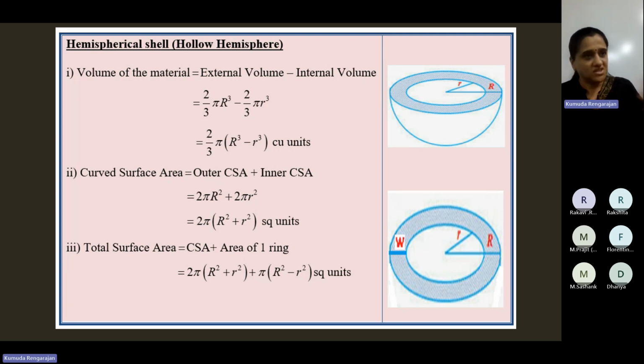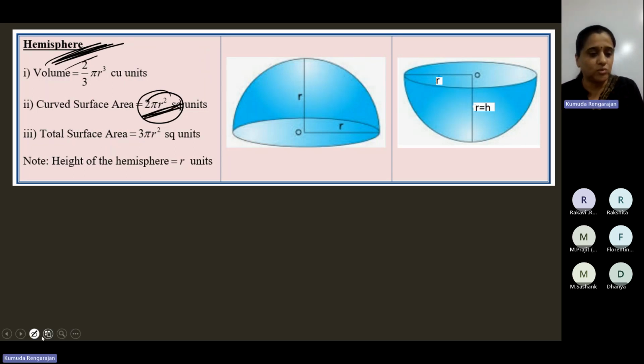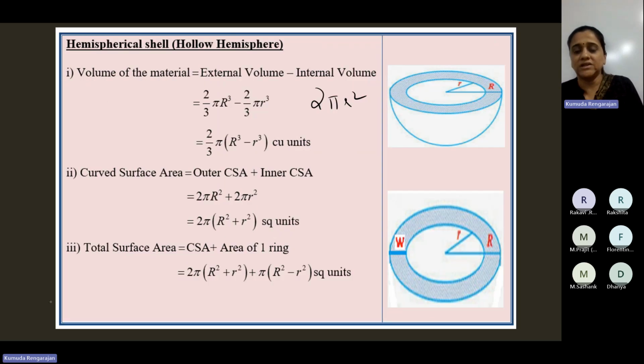CSA we know for a hemisphere is 2 pi r square. So keep the 2 pi r square in mind. Inside will be 2 pi small r square. Outside, this is 2 pi capital R square. This ring is pi times capital R square minus small r square.